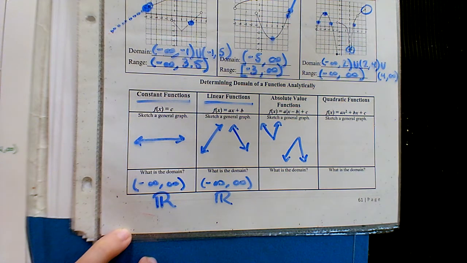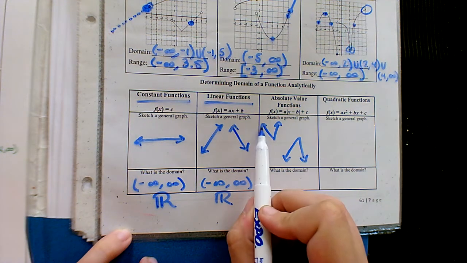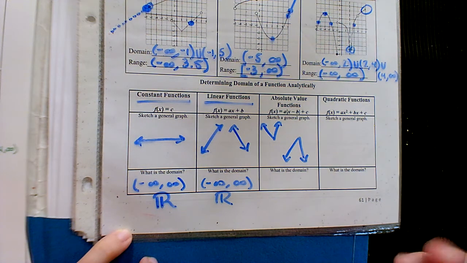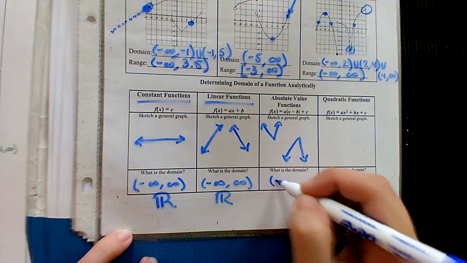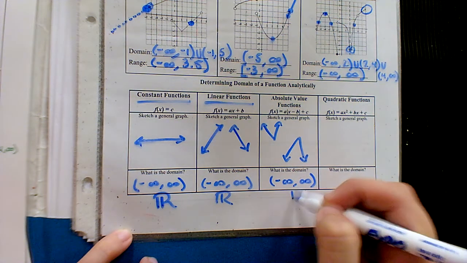Okay, if you were to trace your graph left to right, just for the domain, notice how we can go forever to the left, forever to the right, because we have those arrows and there's no holes or asymptotes to skip over. So we have another all real numbers.